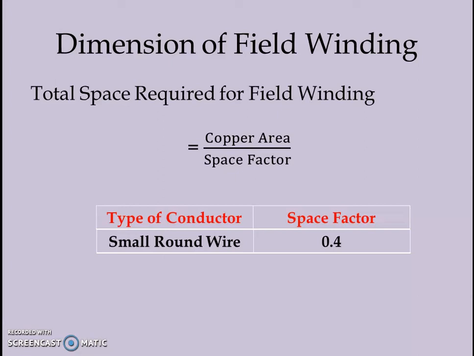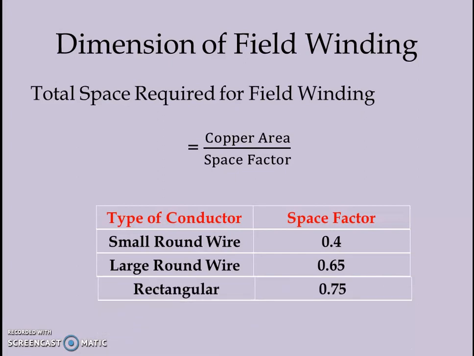These typical values, as per the standard table, can be taken while calculating the total space required for the field winding. If we use a large round wire, then the space factor can be considered as 0.65. And if we use a rectangular conductor, then up to 0.75 space factor can be used. But it is normal practice to take a space factor between 0.4 to 0.6.